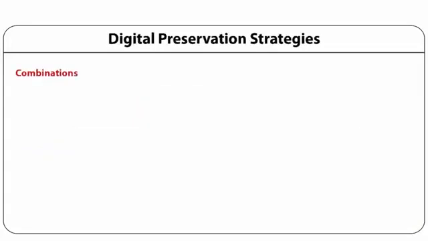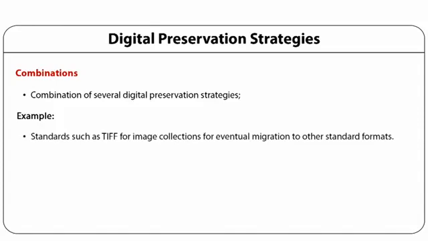Now combinations. In digital preservation, no single strategy is appropriate for all data types, situations or institutions. A number of strategies may therefore be necessary to cover the range of objects and characteristics to be preserved. For example, standards such as TIFF for image collections, eventual migration to other standard formats.